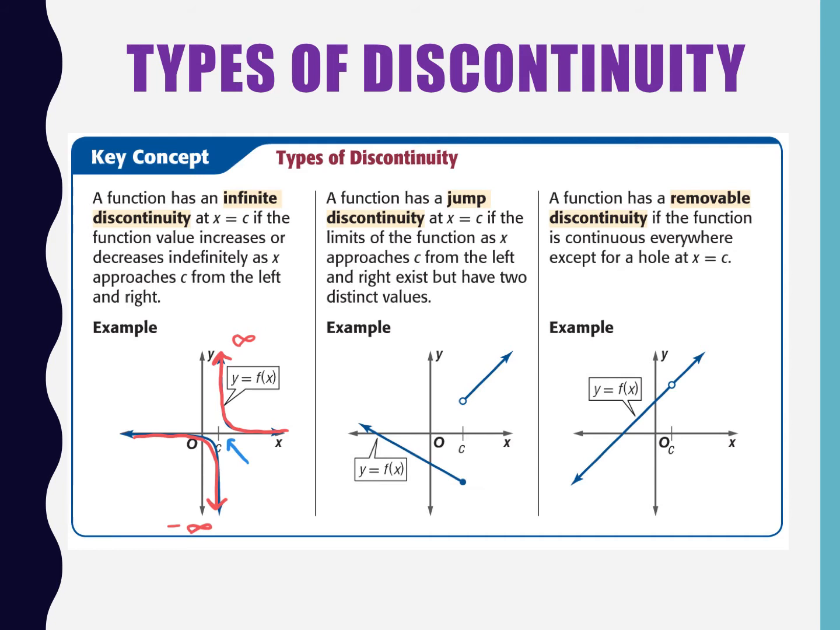Anytime the function gets bigger and bigger in your table of values, either approaching larger and larger values or larger and larger negative values, we're going to consider that an infinite discontinuity. It means there's an asymptote there.